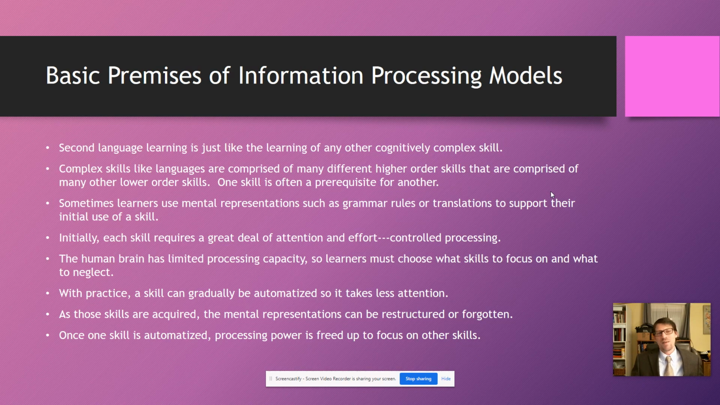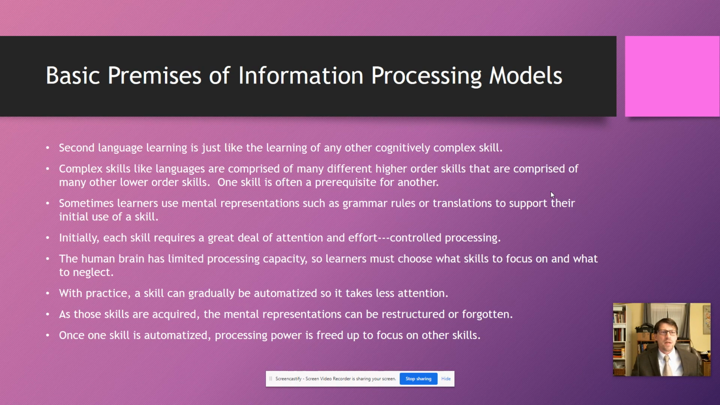Complex skills like languages are comprised of many different high order skills that are comprised of many other low order skills. And one skill is often a prerequisite for another. So, for example, you can't learn how to form a question such as how do or when do or why do until you first learn how to form a question with do, because one is a piece of the other.